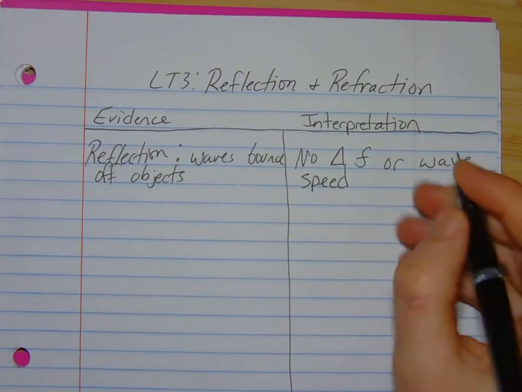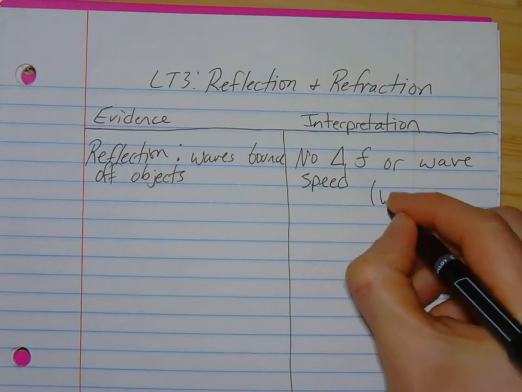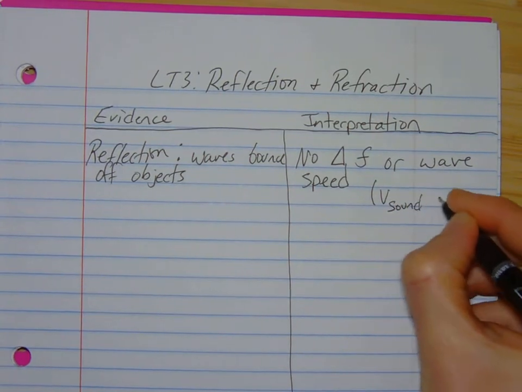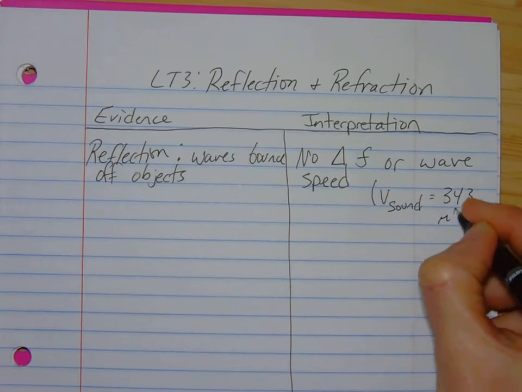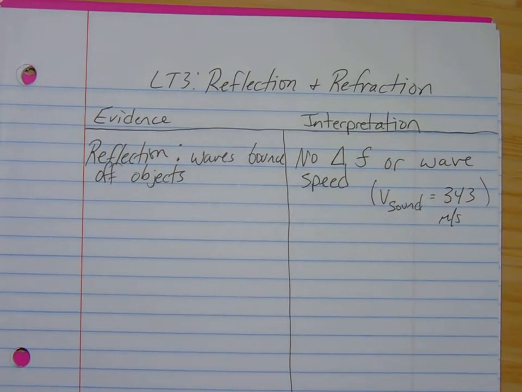Just so we can talk some commonalities here, the speed of sound in air is right around 340 meters per second. If it's the activity we do with the protractor, we call it 343. It's right around 760 miles an hour. So it's pretty fast, not nearly the speed of light, but pretty darn fast.